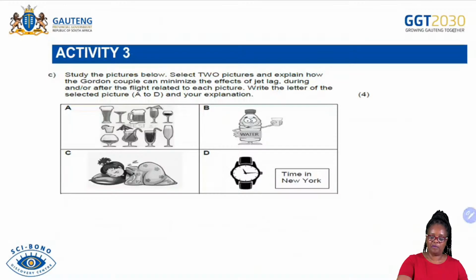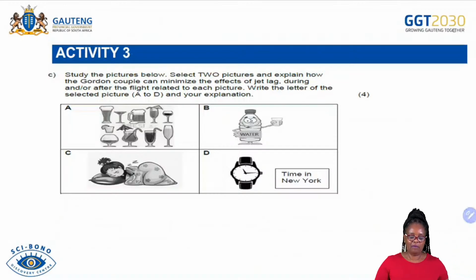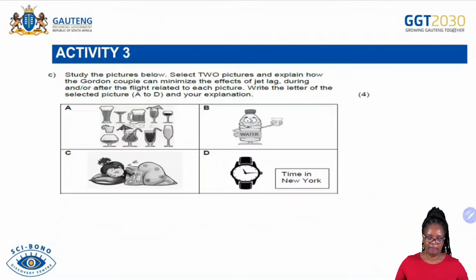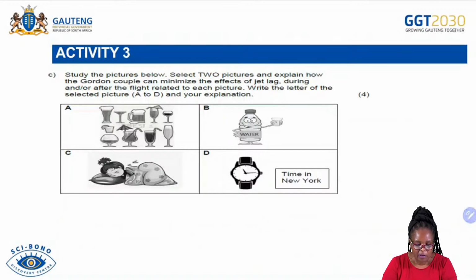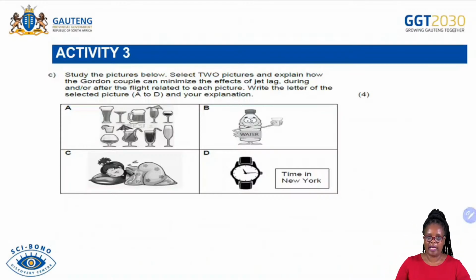I want you to go through the pictures. You can see that in picture number A we have the glasses there. In short, it's alcohol. Then picture number B, we have water. Picture number C, we have a person who is resting, sleeping. Picture number D, we have the time.